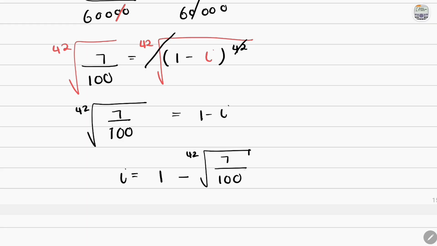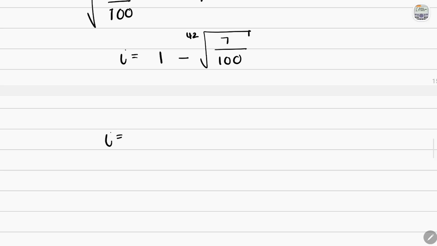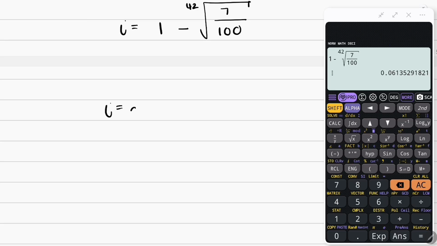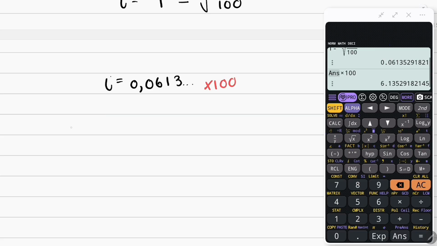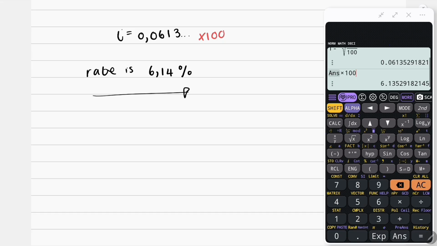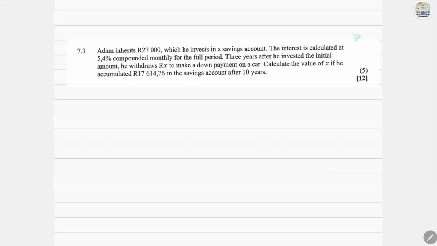So let's just find this on the calculator. And then, of course, rewrite it as a rate. So that is 0.0613. And then if you multiply this by 100, so equal to multiply by 100. And now we have that rate that they were referring to, we can just tell them that the rate is, and this is 6.14. It's going to round up. 6.14% per annum, per year. And that is our answer. And we move on to the next question.